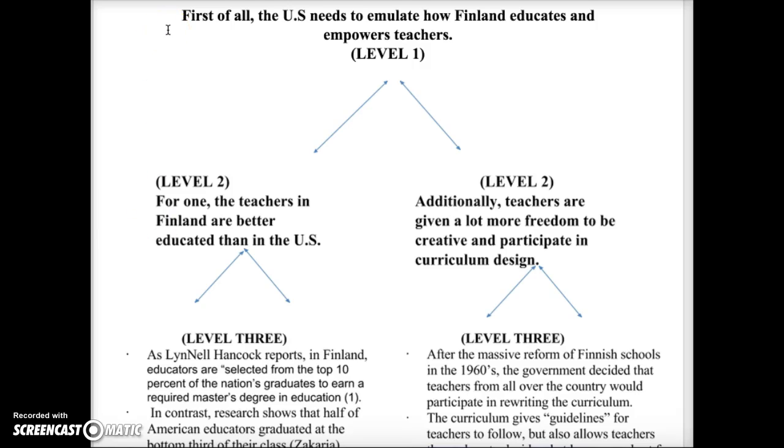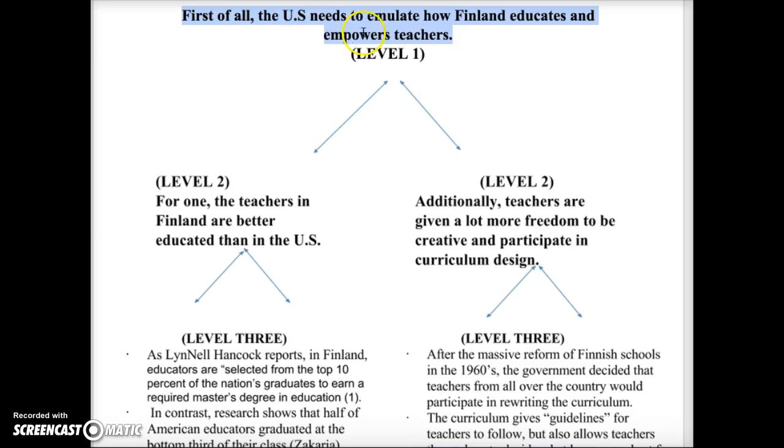So here's my body paragraph. It's my solution to the problems. Remember, the problems are going to be in that introduction. And as you can guess, one of my solutions is going to be about teachers, how we need to better educate our teachers and treat our teachers better in the US. Not a big surprise, right?